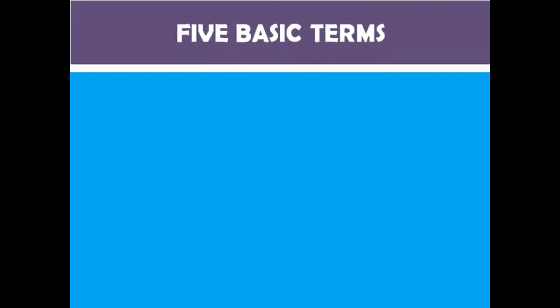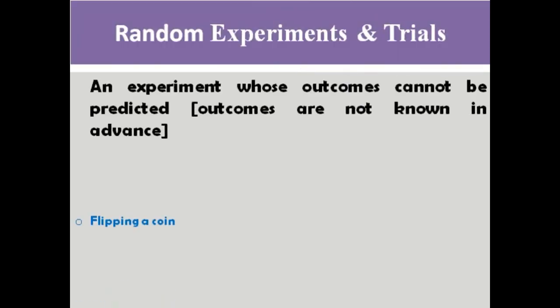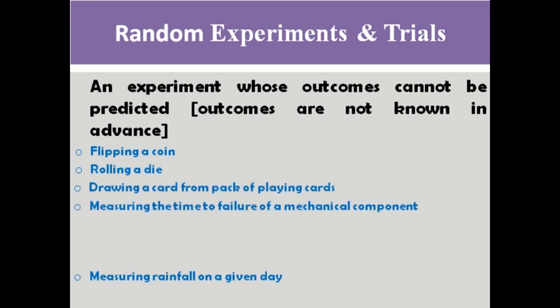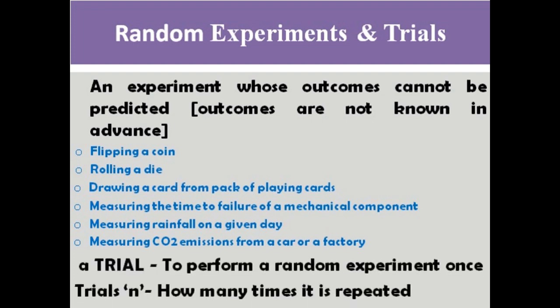If we want to give a good start while learning the subject of probability, it is important that we know very clearly about these basic terms such as random experiment, outcome, sample space, event, trial. What is a random experiment? Suppose we flip a coin or roll a die or try to know when a mechanical component will fail. In such experiments, we cannot predict the result before the experiment is done. These are called random experiments. An experiment whose outcomes cannot be predicted is called a random experiment.